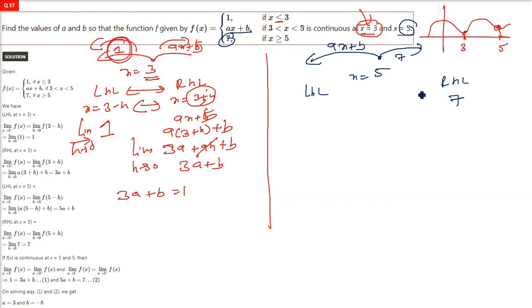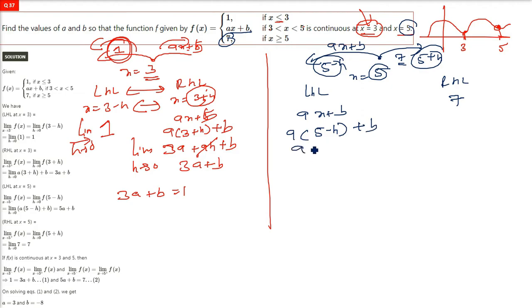So you have the left hand side as ax plus b. We take 5 minus h on the left hand side and 5 plus h on the right hand side. So we will replace x in ax plus b by 5 minus h. So a(5 minus h) plus b, which is 5a minus ah plus b. Apply the limit here, h tends to 0. This ah will be 0. So it will be 5a plus b. So what will it be?